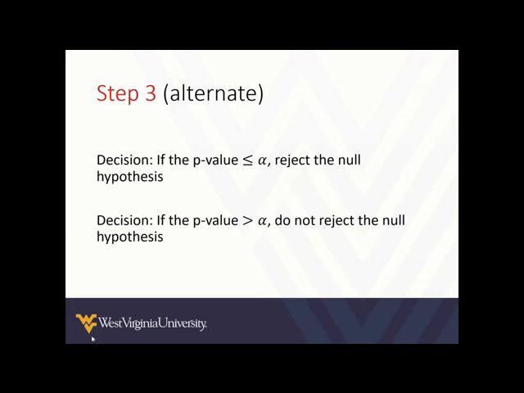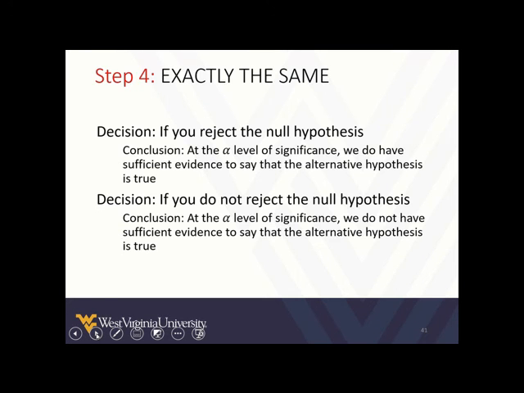And the decision of how we reject and fail to reject using a p-value does still remain constant, as is how we state our conclusions. If you reject the null hypothesis, then at the alpha level of significance, we do have sufficient evidence to say that the alternative hypothesis is true. And if you do not reject the null hypothesis, then at the alpha level of significance, we do not have sufficient evidence to say that the alternative hypothesis is true.